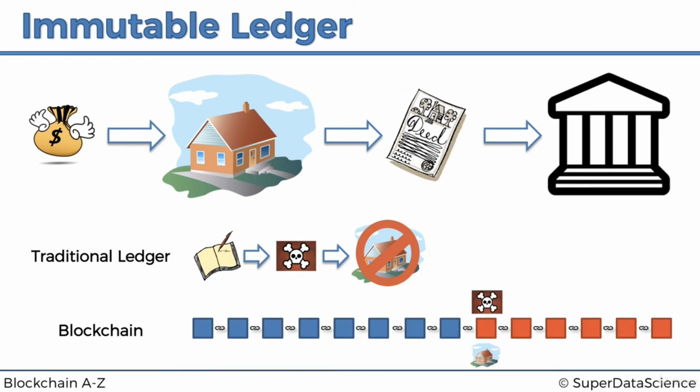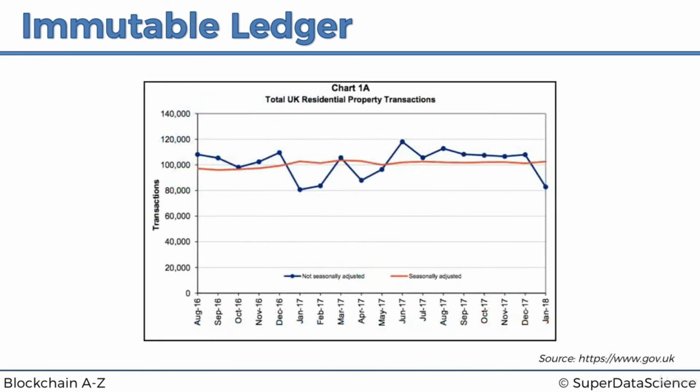And to finish off, I want to give you one more example. This is an example from the UK, directly from the government of the UK website. This is how many private property transactions, not commercial, residential property transactions, happen in the UK per month. You can see the blue is the values and the red is the seasonally adjusted. So about 100,000 transactions per month happen in the UK.